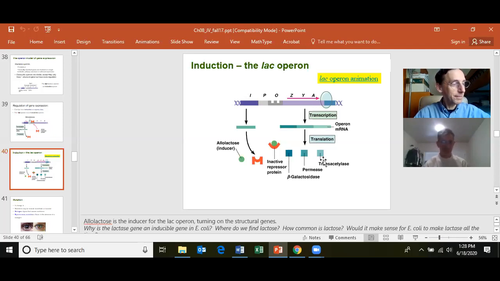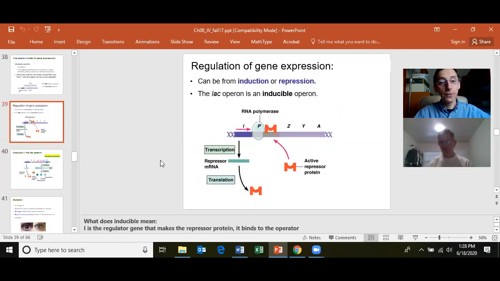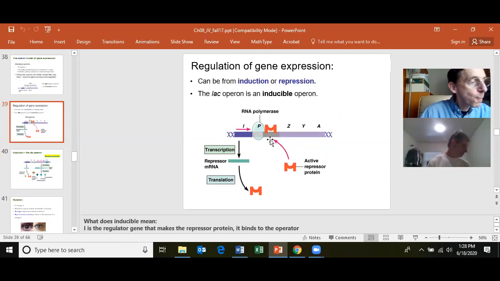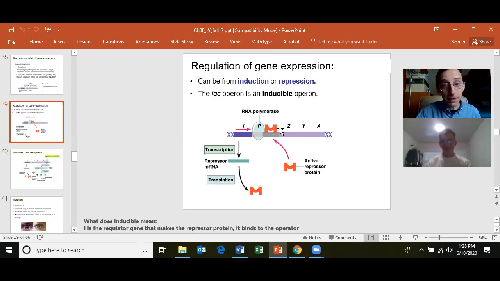There should be one. What happens to the repressor protein that's bound to the operator? Come on, let's have somebody else answer besides Christopher. What happens? It's bound to the operator. How do we remove that repressor protein?